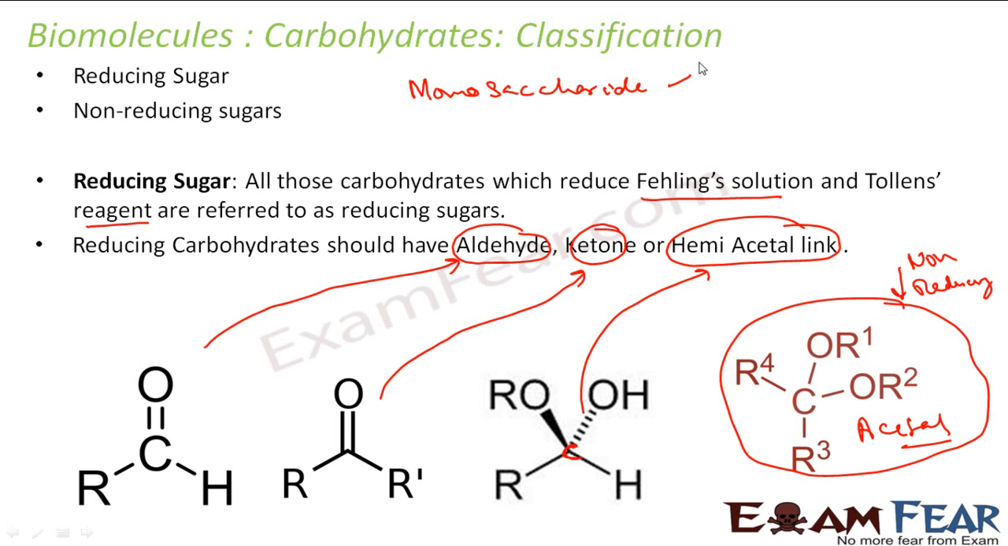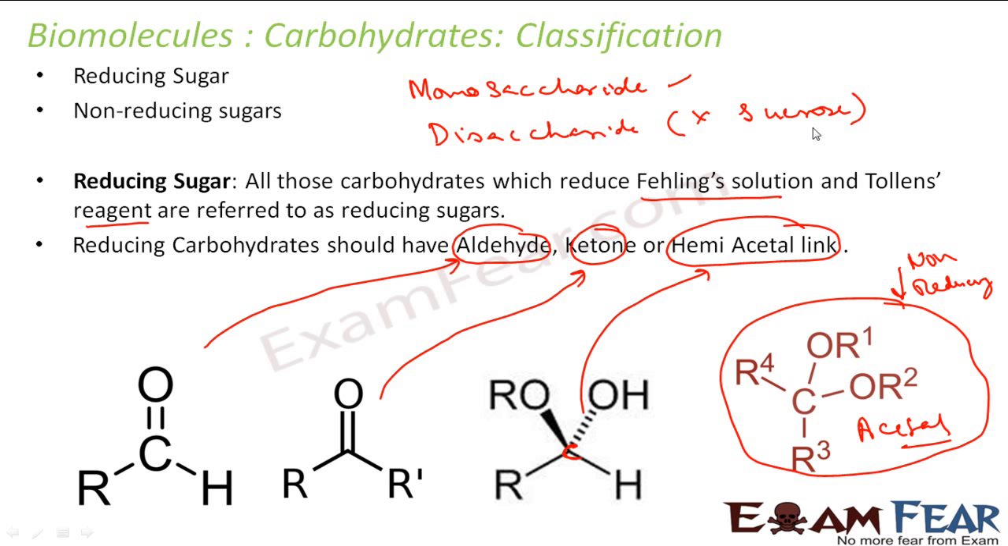And please note that all monosaccharides are reducing sugars. In fact, all disaccharides are also reducing sugars with one exception, and that is sucrose. So all disaccharides except sucrose are reducing sugars. We'll discuss these things in detail when we talk about monosaccharides and disaccharides in detail. Just understand that we have two different types of carbohydrates.